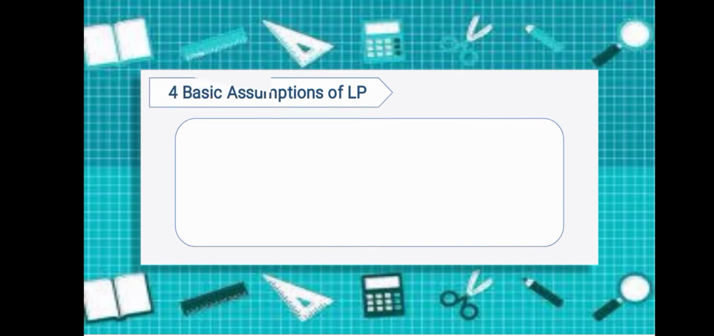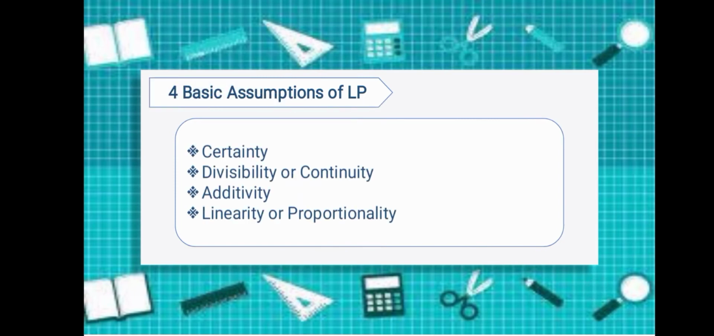Now, let's proceed to the four basic assumptions of linear programming. First is certainty. All model parameters, availability of resources, profit or cost contribution of a unit of decision variable, and consumption of resources must be known and constant. Second is divisibility or continuity. The solution values of decision variables are allowed to assume continuous values.